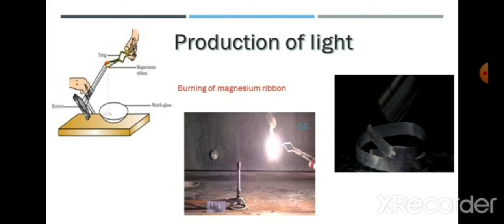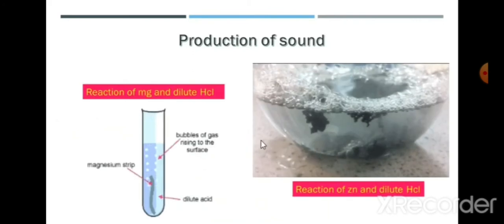Even the fireworks during festival times produce different color lights, which are all due to chemical reactions. Similarly, when we ignite methane gas, it produces heat and light. So we can say that light is produced during the chemical reactions.